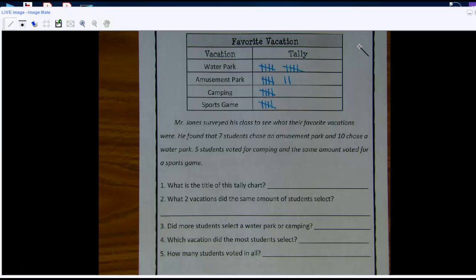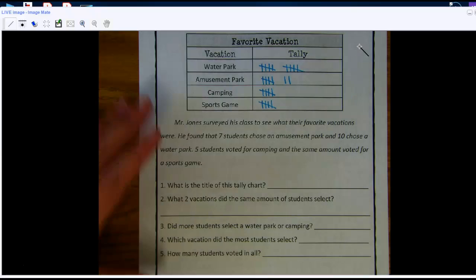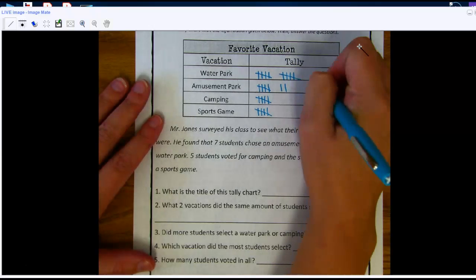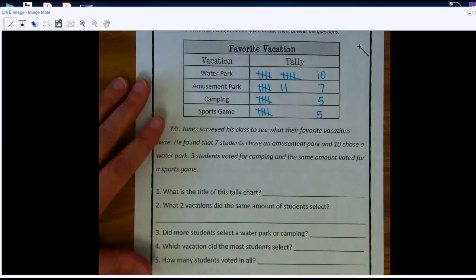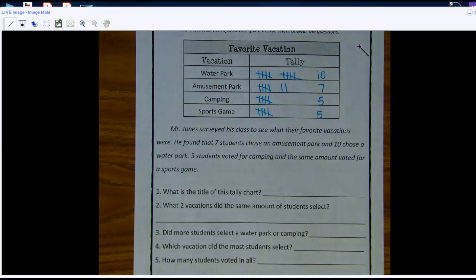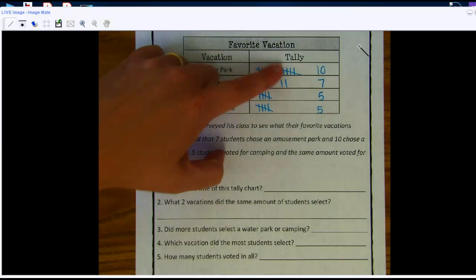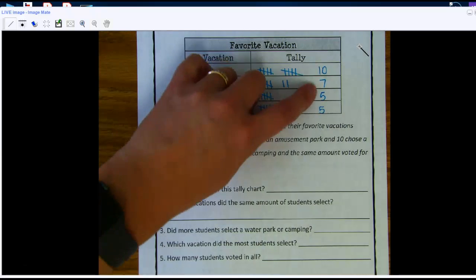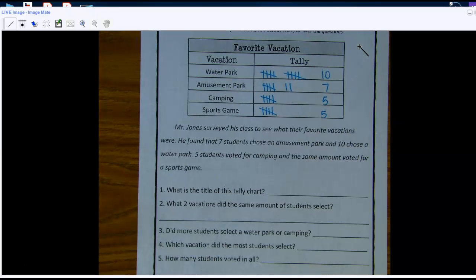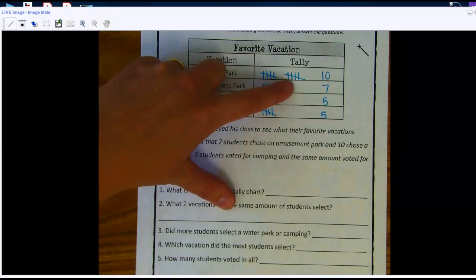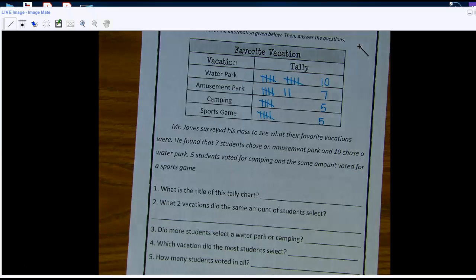And then number 5, how many students voted in all? So it's helpful to write the numbers there. 10, 7, 5, and 5. You have to add up all of those or count all the tallies and tell me how many students voted in all. So you count by 5s with the tallies and the 1s, or you can add the numbers together and tell me how many voted in all. You can count them, all the tallies, or you can add up the numbers. Number 4 is what vacation did the most students select?